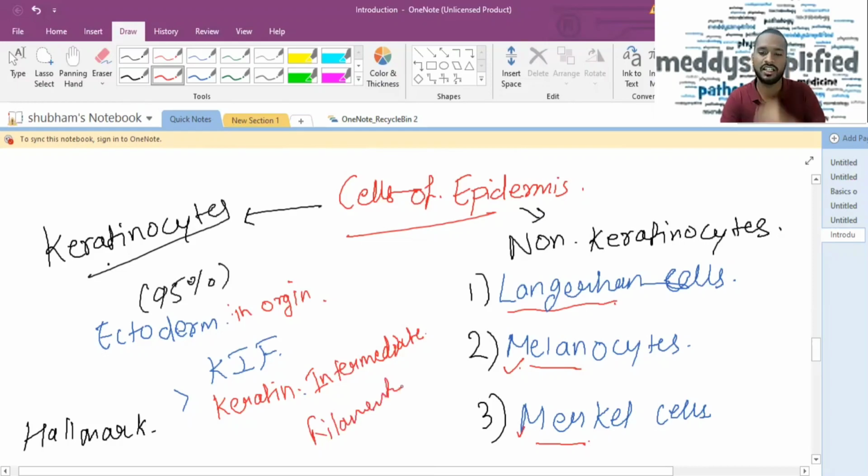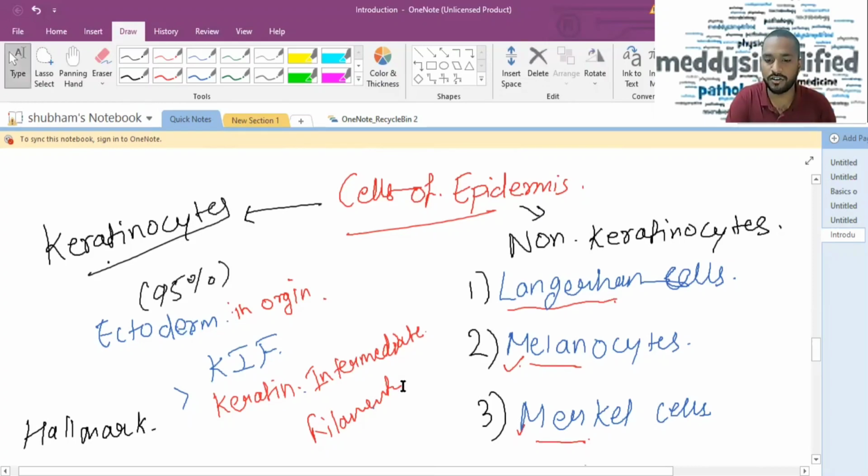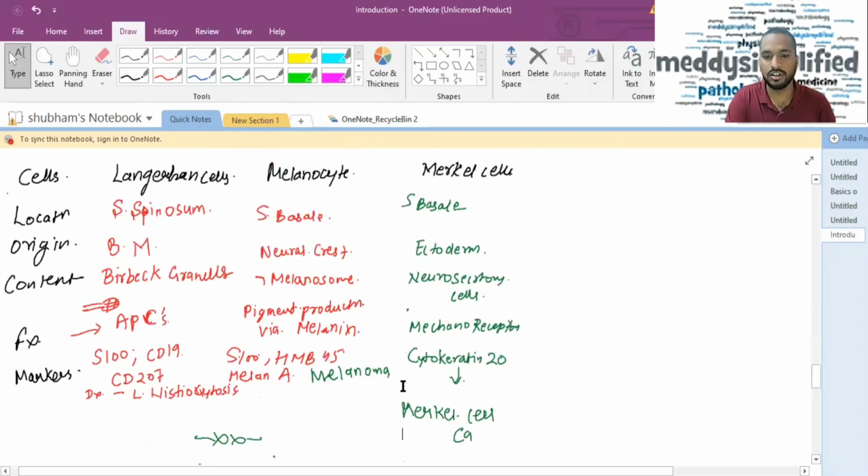Okay, so keratin intermediate filament. So these are the two types of layers of epidermis. We are now talking, emphasizing the non-keratinocytes. We have a very small table with us, which will help us to remember all these non-keratinocyte cells.